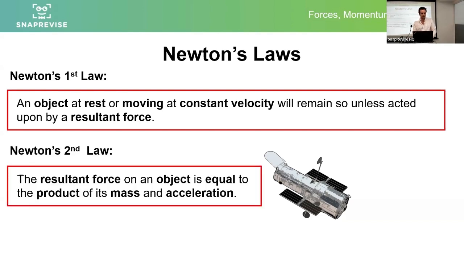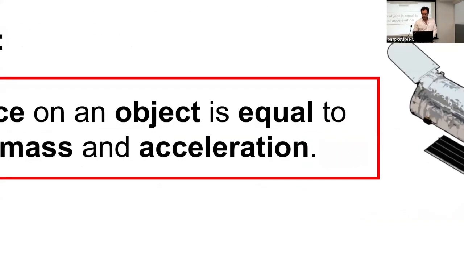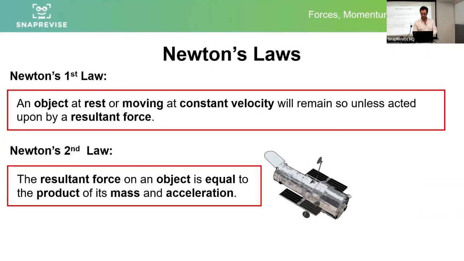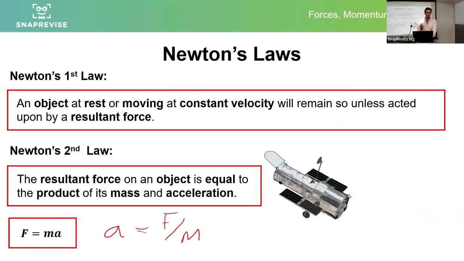So, on the same slide, we've got Newton's second law. The resultant force on an object is equal to the product of its mass and acceleration. In other words, F equals ma, everybody's favorite one to remember. Rearranged, the acceleration on an object that's experiencing a resultant force is that force divided by its inertial mass.